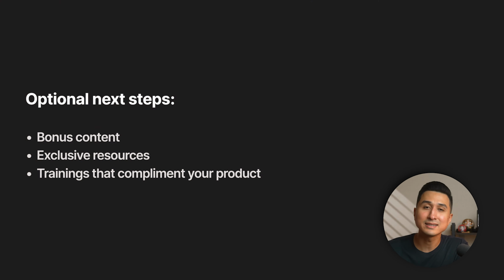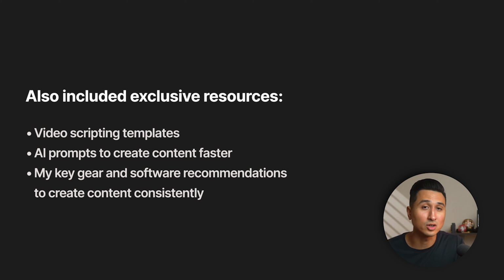So some of the bonus videos I included were how to script viral videos fast, how to batch record content like a pro, how to outsource your video editing, and etc. I also included exclusive resources like video scripting templates, AI prompts to create content faster, and my key gear and software recommendations to create content consistently. And I personally believe that adding these extra bonuses for free helps you build a stronger brand and ensures you over-deliver for your customers. And this is probably why I've been able to collect over 250 positive testimonials for the Consistent Creator System.